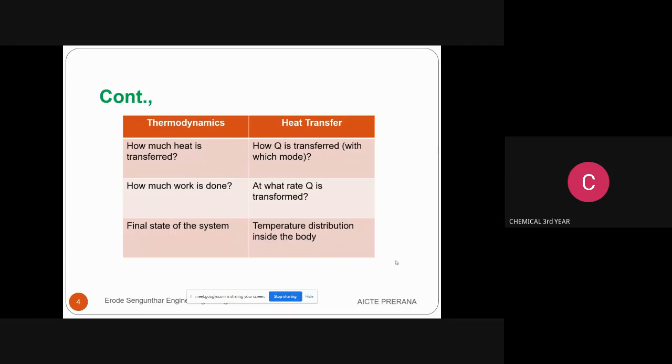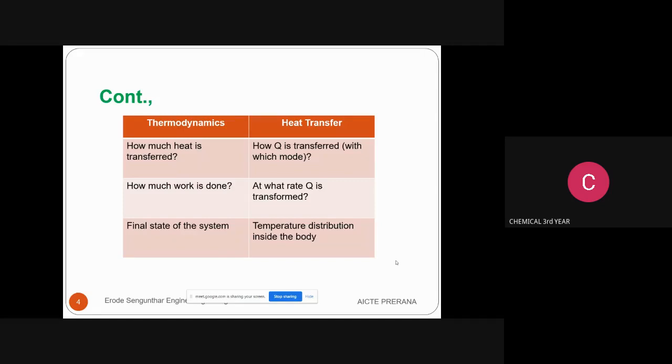But in which point does heat transfer vary? Means in which mode it is transferred, with the help of which mode the heat is transferred. So to solve this, we first have to be clear about the modes of heat transfer, and in this session we are going to discuss that too. So heat transfer differs from thermodynamics in terms of the mode of heat transfer. This is the main concept.